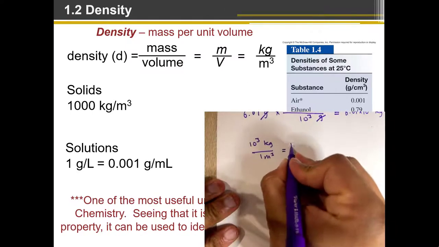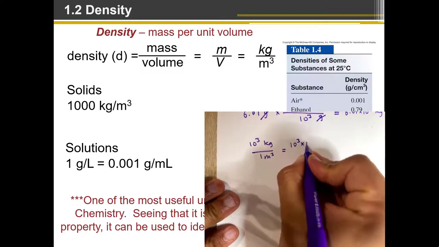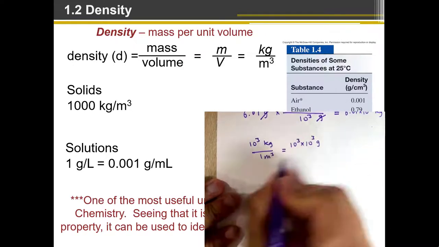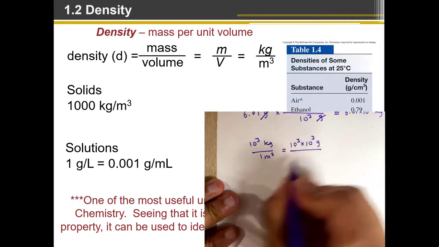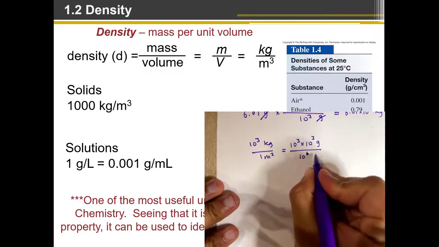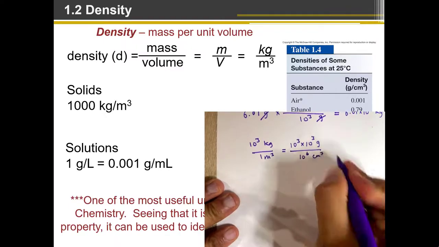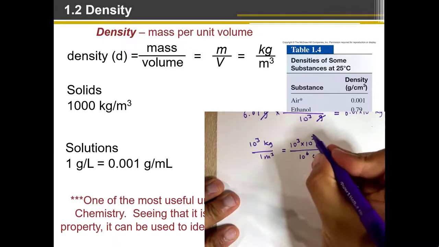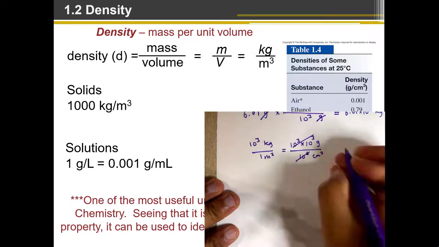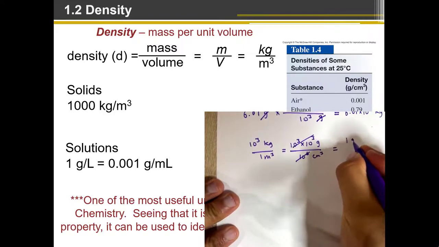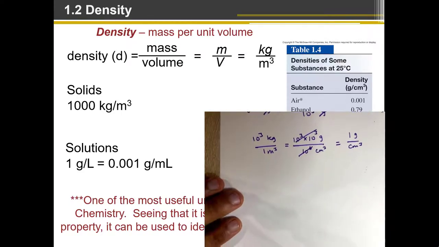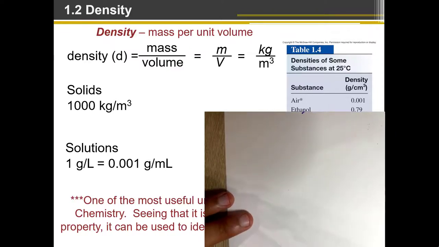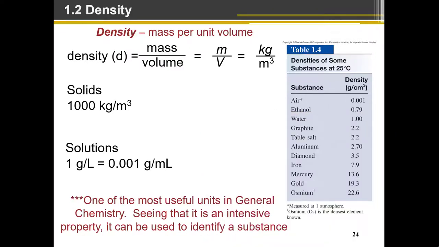This is going to equal 10 to the power 3 times 10 to the power 3 of a gram. That's the translation of kilo from the SI prefixes, divided by 10 to the 6 cubic centimeters. So you can cancel out these two numbers with each other, and it's equivalent to 1 gram per cubic centimeter. And for solutions, it's more commonly used to express densities in grams per liter.